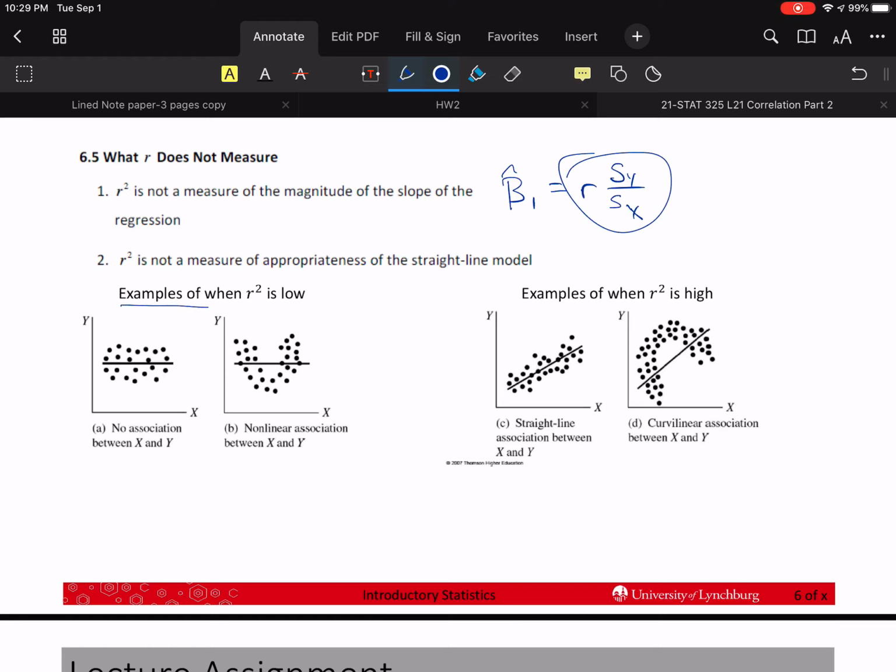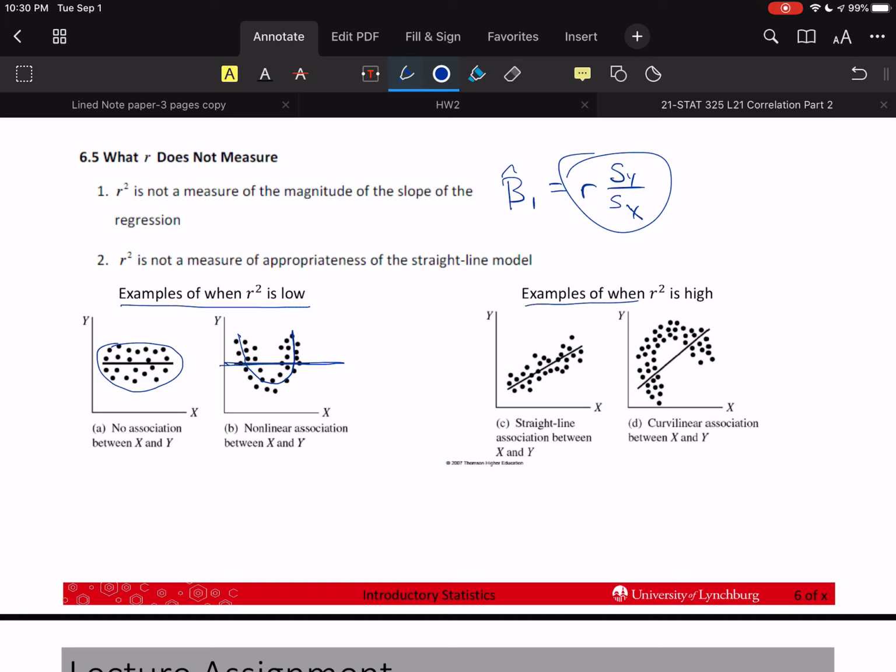So here are some examples when r squared is low, and we see that this would basically be a flat straight line, but there's really no association between x and y, so y doesn't change as x changes. Here, we have an association between x and y, but it's not linear. But because of the shape of it, the model is fooled into thinking it's a flat line. But it's really a nonlinear association.